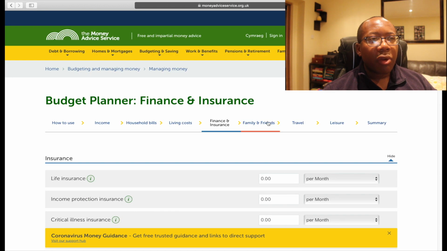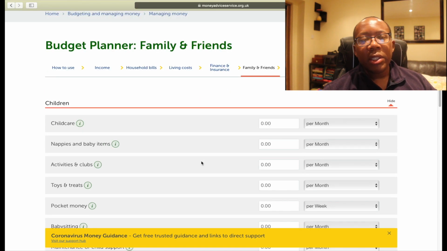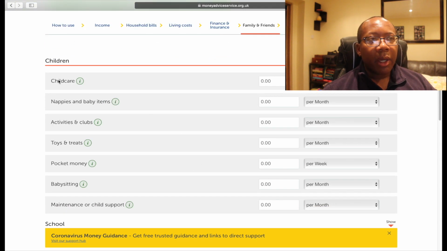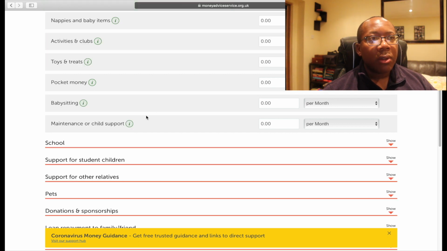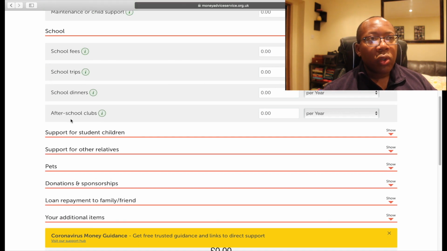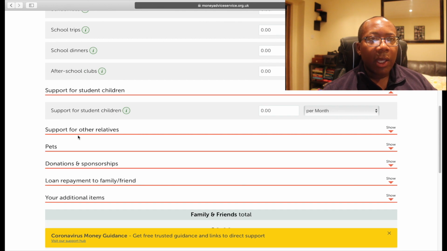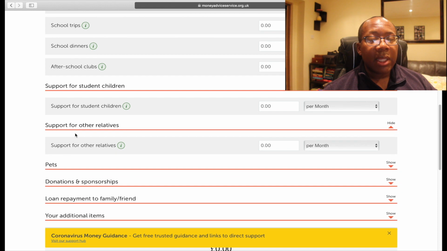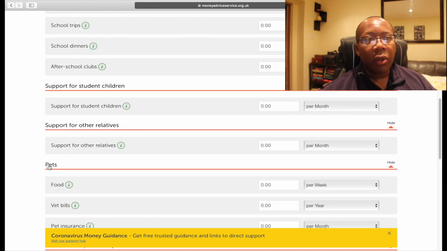As we go through now to friends and family. So friends and family, some of this, when you look at things like childcare, nappies, baby items, these are some very core expenses that you can't really get past. In some respects, I think some of these could be easily pulled into your living costs because they're actually really quite essential. You'll find the same thing with schooling, supporting student children, relatives, and pets, really essential expenses that you can't actually escape if you've got those commitments.